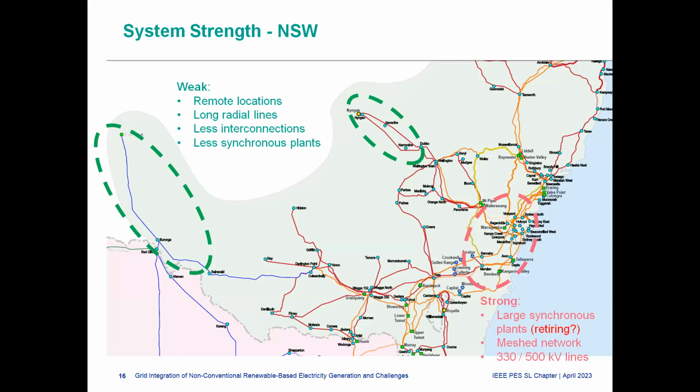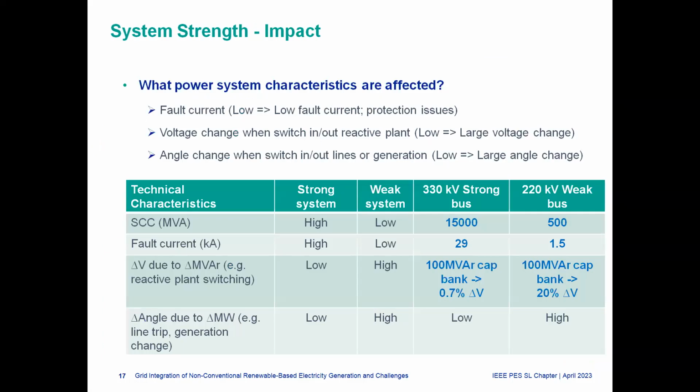So we have already started looking at what we can do to make up that reduction. This is fairly basic electrical theory. If we have low fault currents, there can be protection issues. Also, if the fault level is low, when you switch out reactive plant, the voltage change can be high. It's the same with angle changes. If a generator trips, the system angle change will be high if the fault level is low.